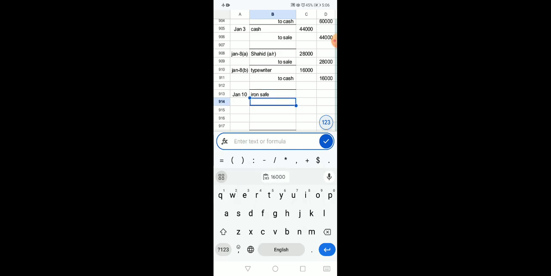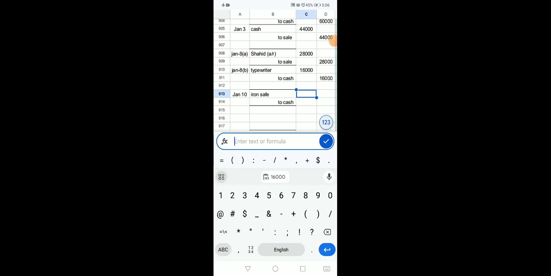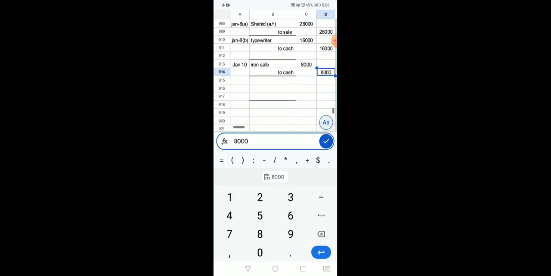How are you buying the iron safe? As cash is going out, cash is your asset. Asset is decreasing. Decrease in asset should be mentioned on the credit side. So you will mention cash on the credit side. Iron safe to cash is your entry. January 10. How much is the iron safe worth? It is 8,000 rupees. So you are going to write 8,000 on the debit side, and the same amount you are supposed to write on the credit side as well. This way your January 10th entry is completed.